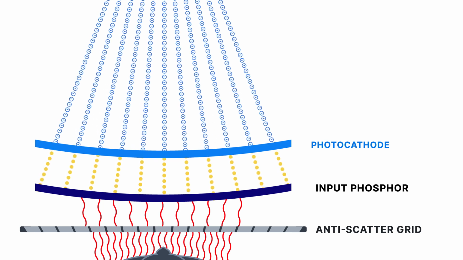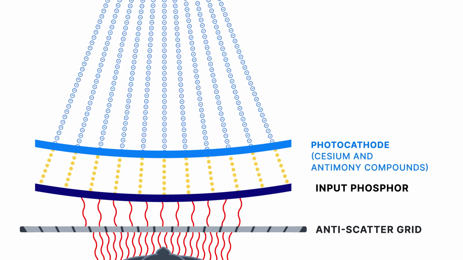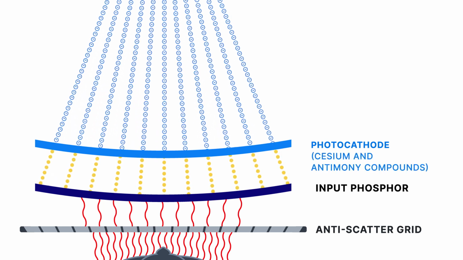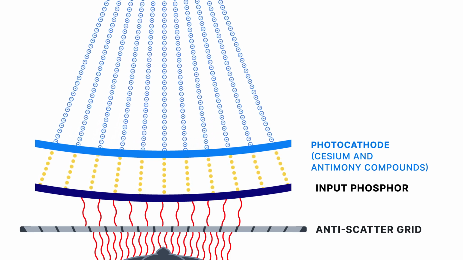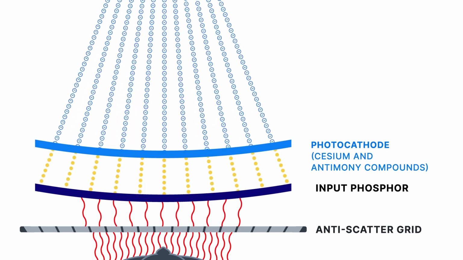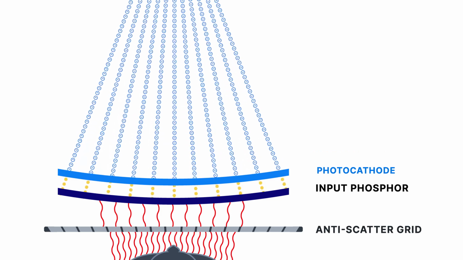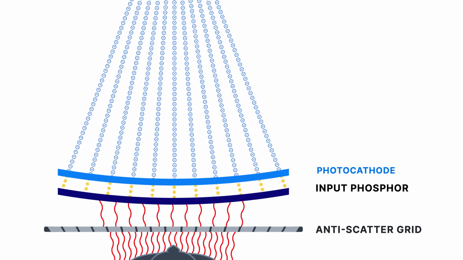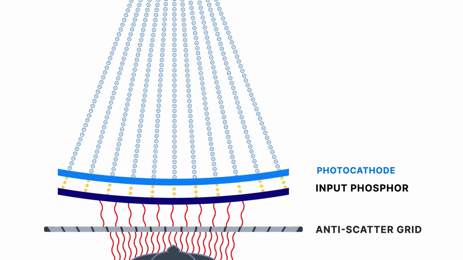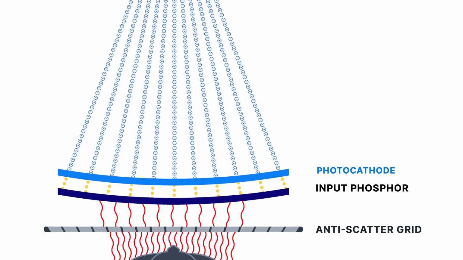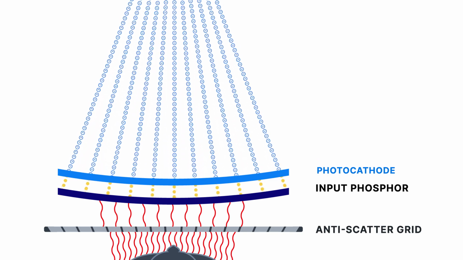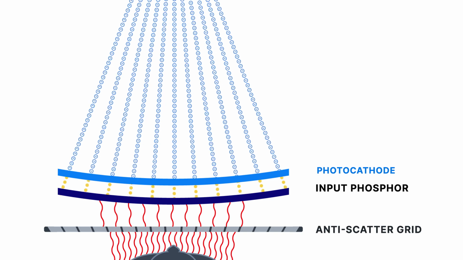The next component is the photocathode, which is directly bonded to the input phosphor. The photocathode is a thin metal layer usually composed of cesium and antimony compounds that respond to stimulation by input phosphor light with the emission of photoelectrons. When the light photons emitted from the input phosphor stimulate the photocathode, photoelectrons are released through photoemission. Photoemission is similar to thermionic emission, where heat releases electrons. In photoemission, light releases photoelectrons.